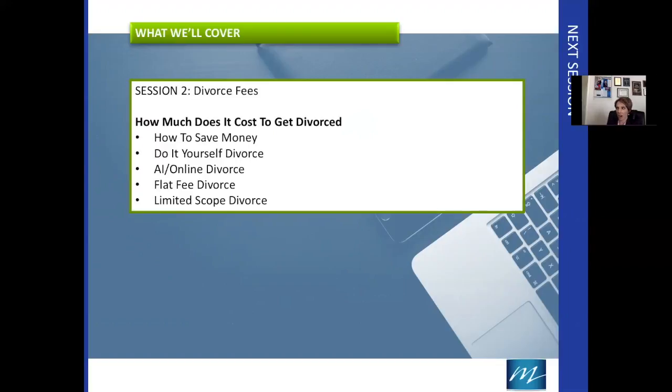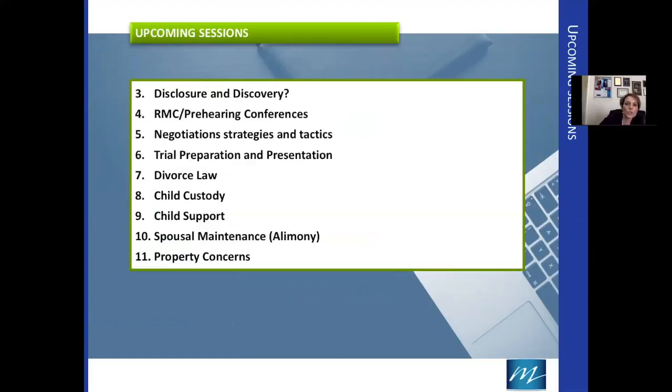How much does it actually cost to get divorced or go through a family law case? And now when we say divorce, it doesn't have to necessarily be divorce. It could be a custody case or a modification case. But how much does it cost? How can you save money? How can you do it yourself? What are all of the different options for you to utilize technology like artificial intelligence and online forms and those services, flat fee options, and limited scope options? And we're going to try to get through this by the time we're done at 1, so you can go back to lunch, but it may go over a little bit more.